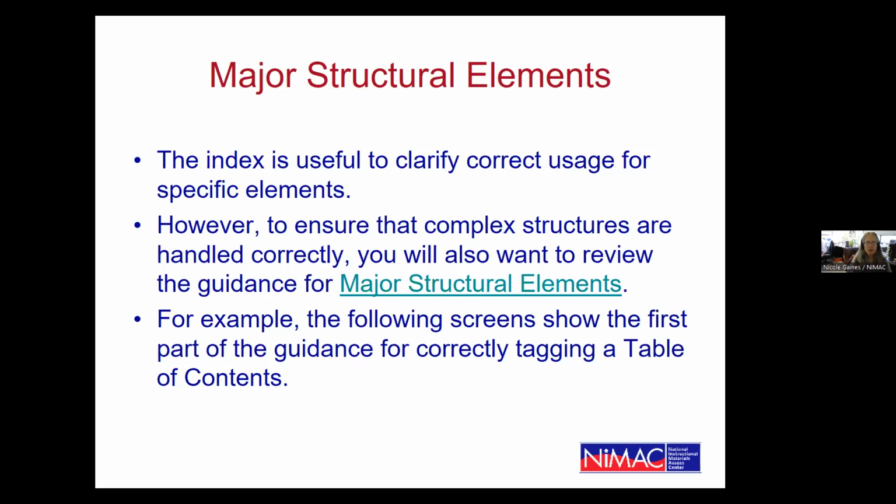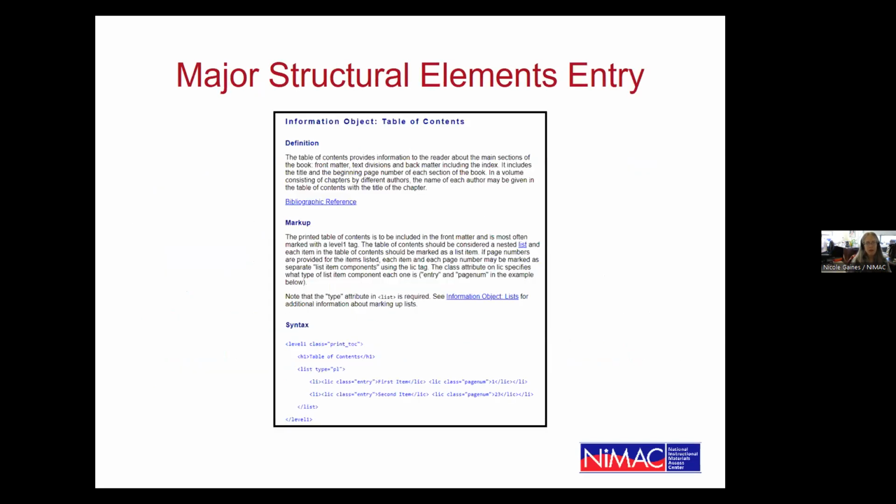So another thing that I want to talk about is just the major structural elements. Again, you can get to this from the table of contents of the DAISY structure guidelines. And this is really going to be helpful for you with more complex structures to ensure that you're handling them correctly. For example, if you are tagging the table of contents for your book, it will show you how to work with a range of tags that are involved in tagging that particular type of content. So we encourage you to become familiar with that section of the guidelines as well.